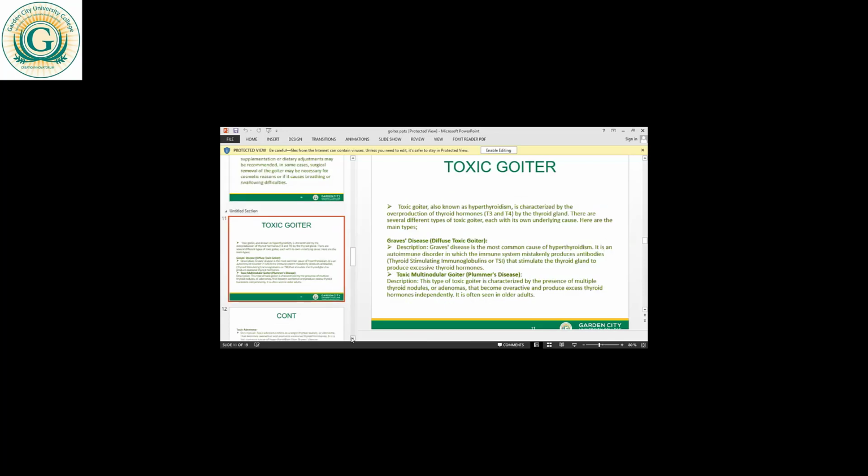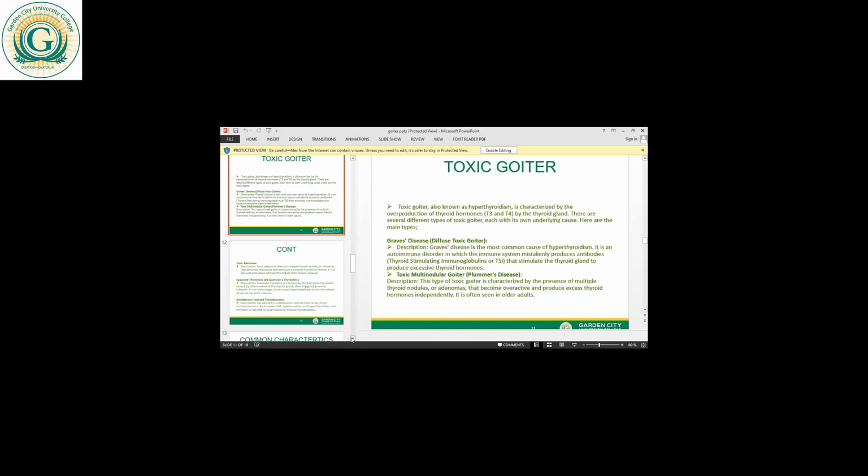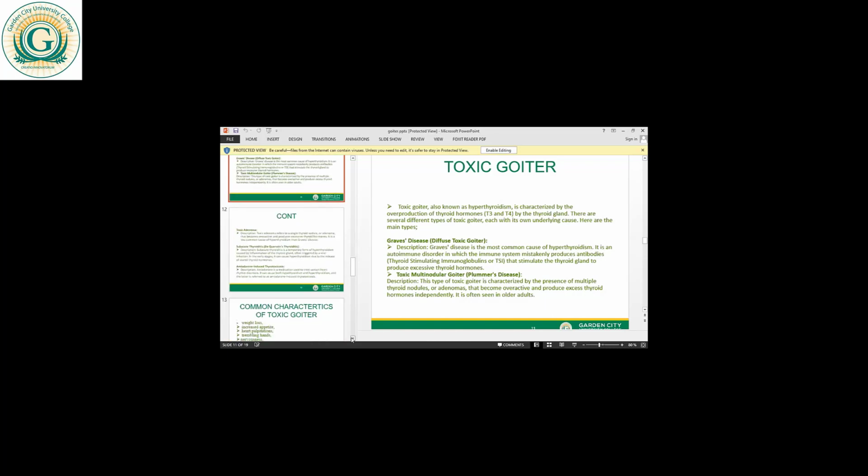Okay, so we'll now come to the other type of goiter, that is the toxic goiter. Toxic goiter, also known as hyperthyroidism, is characterized by overproduction of thyroid hormones, that is T3 and T4, by the thyroid gland. There are several different types of toxic goiter, each with its own underlying cause. Here are some main types.